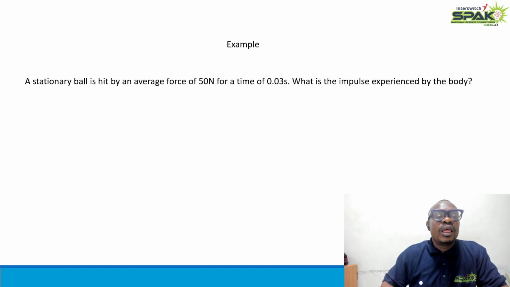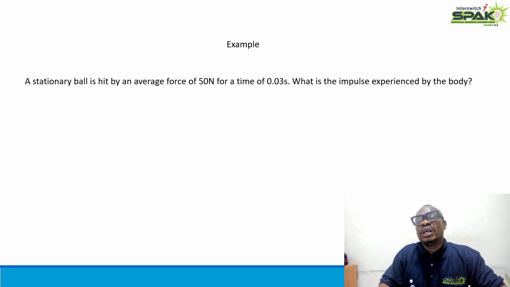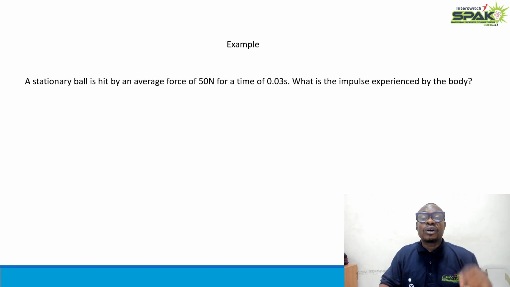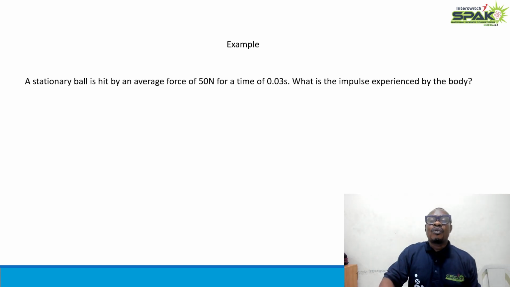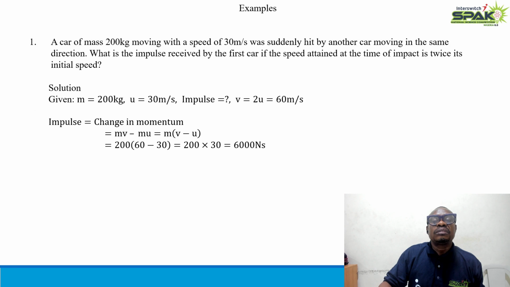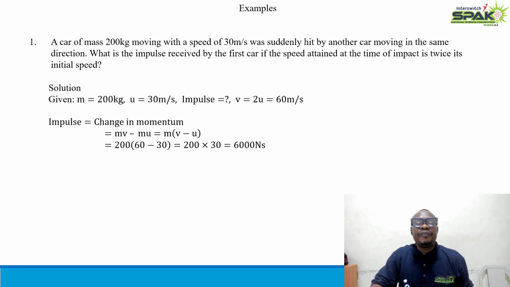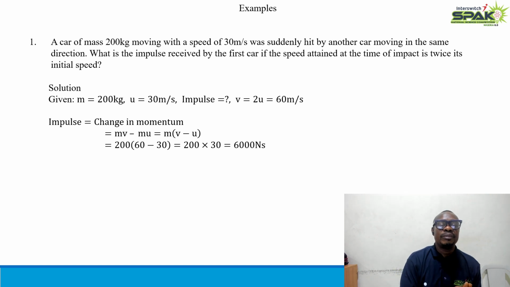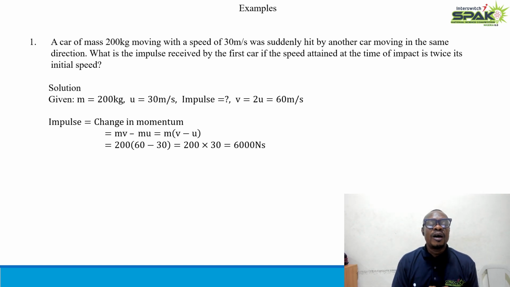Okay, and the next question: a stationary body is hit by an average force of 15 newton for a time of 0.03 seconds. What is the impulse experienced by the body? So I give you 10 seconds quickly. All right, so let's check our answer. Here we have the force 15 newton and the time 0.03 seconds. Then the impulse, the formula suitable to use for this is force times time. So when we key in the figures, we have our final answer as 1.5 newton seconds.